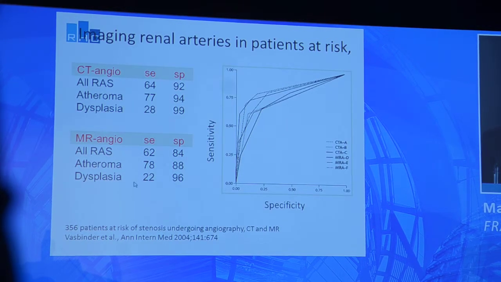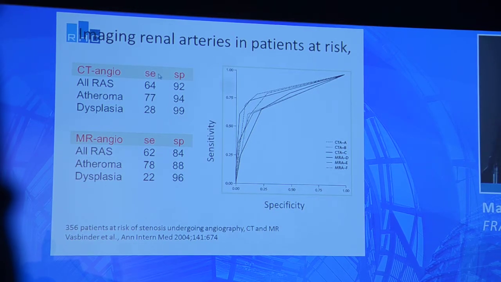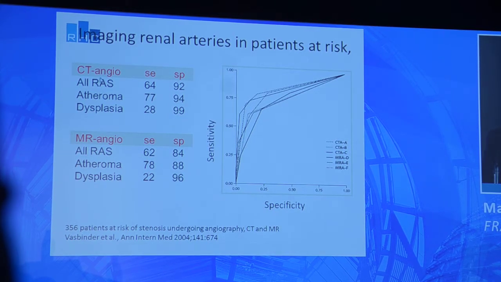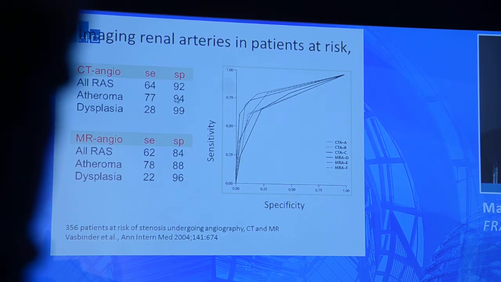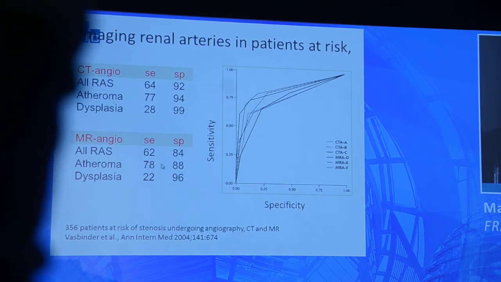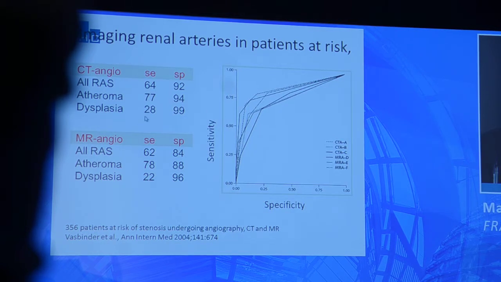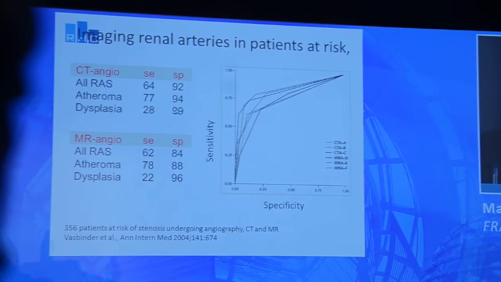So if you look at the quality and the sensitivity and specificity of CT angio and MR angio in renal artery stenosis, it's very different whether you look for atheromatous lesion or dysplastic FMD lesions. Atheroma, good sensitivity, specificity, you see 77%, 94% here, and for MR it's the same, a little less specific, but for dysplasia, sensitivity goes much, much down. So you see here, we're not very good.